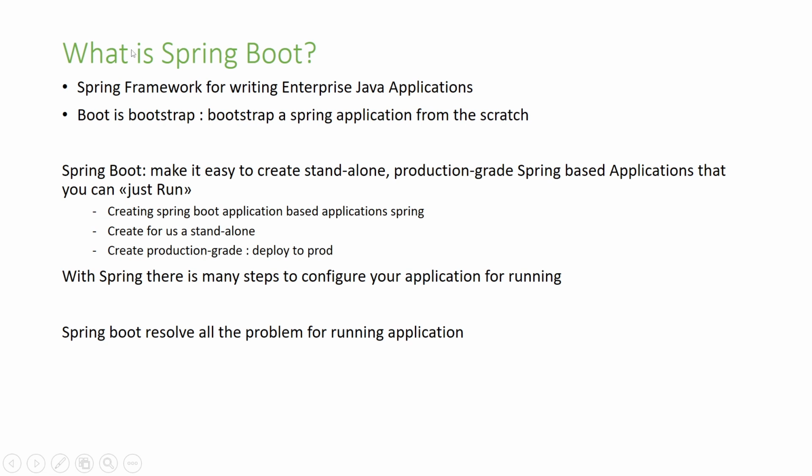And here we have the official definition of Spring Boot. It's to make it easy to create standalone, production-grade, Spring-based applications that you can just run. There are many key elements here: creating Spring-based applications, standalone, and production-grade, which means deployable to production. With Spring, there are many steps to configure your application for running. For this reason, Spring Boot came to resolve all the problems of running an application.